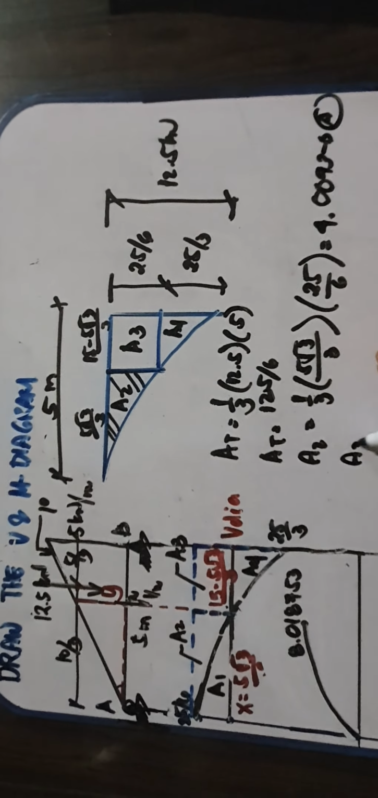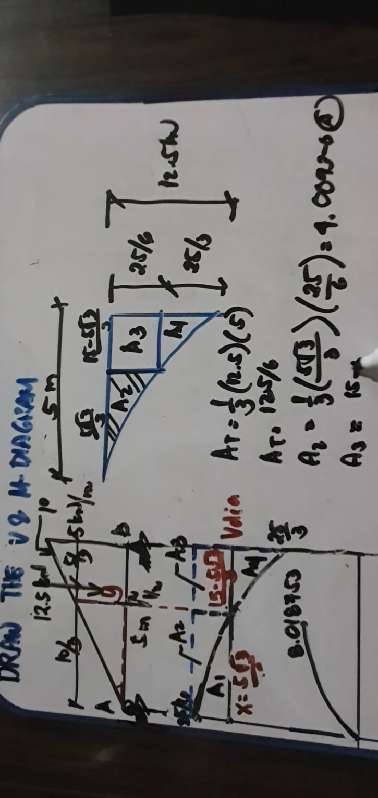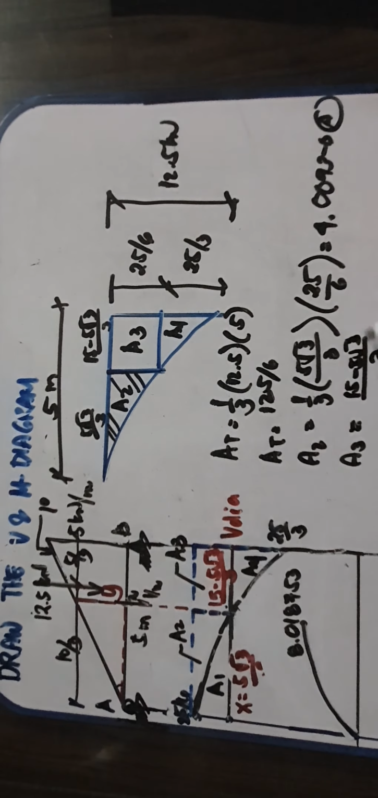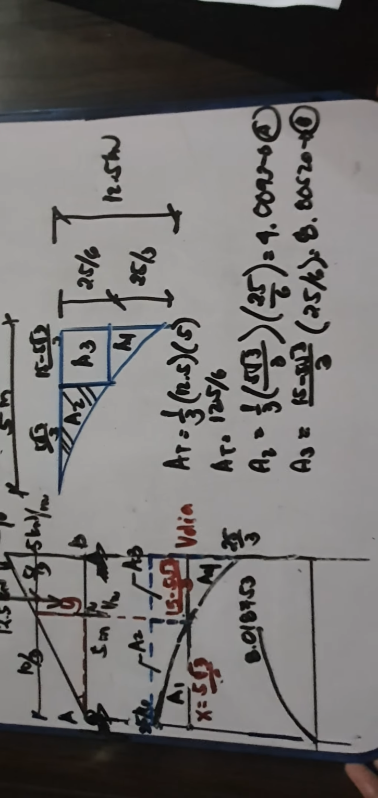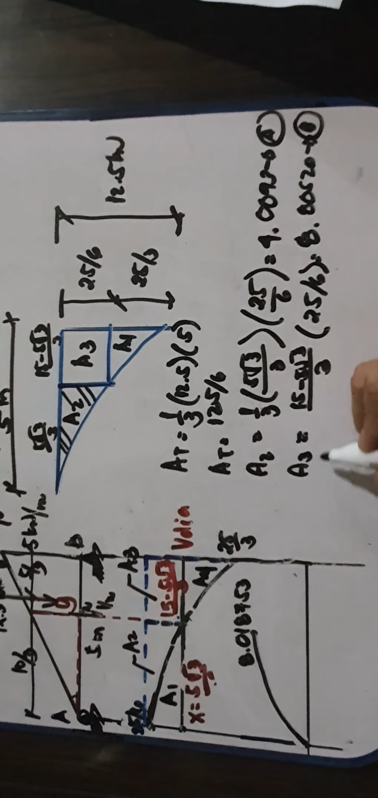Okay, next we have area 3. Ano naman yung area 3 natin? Rectangle lang yan. So, we have 15 minus 5 square root of 3 all over 3 multiplied natin ng 25 all over 6. So, ilan yung value? We have 8.80520, store kay B. So, madali lang naman ang pag-compute ng area 4 natin. Ganito lang. Area 3, area 4.